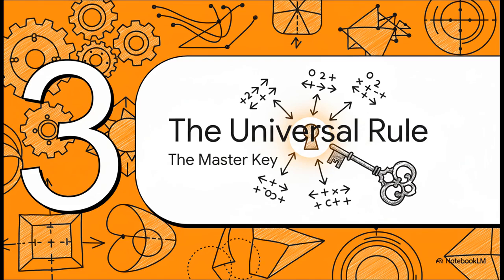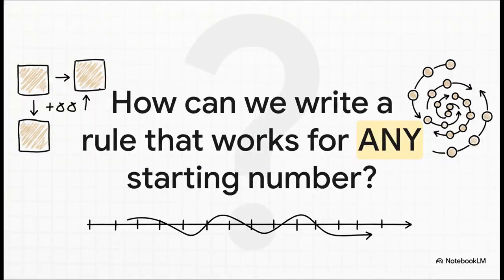So far, we've been cracking these cases one by one. But what if we could find a master key? A way to write a rule that works for any sequence of that type, no matter what number it starts with. This is how we go from being a detective to being the chief of police. So how could we describe that add 2 pattern without even needing the number 2 to start with? How do we write a rule that just says add 2 to whatever number you currently have?